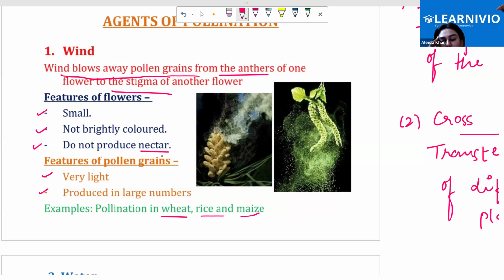This can be asked in your school exam also, that what are the features of the flowers and the pollen grains for the wind dispersal.